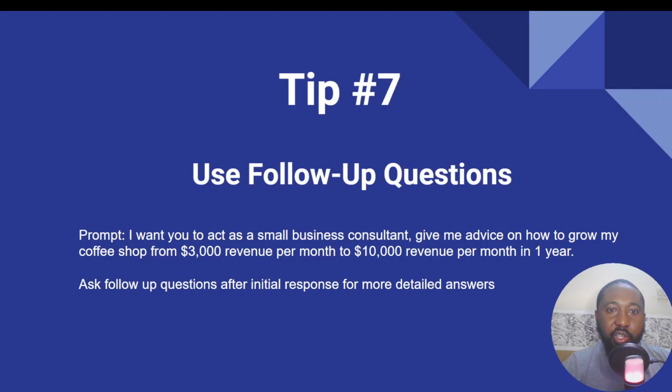So, for example, you can have a prompt that says, I want you to act as a small business consultant. Give me advice on how to grow my coffee shop from $3,000 revenue per month to $10,000 revenue per month in 1 year. When you ask ChatGPT this, it gives you an answer, and then you can ask it more questions after the initial response to get more detailed answers that will help you.